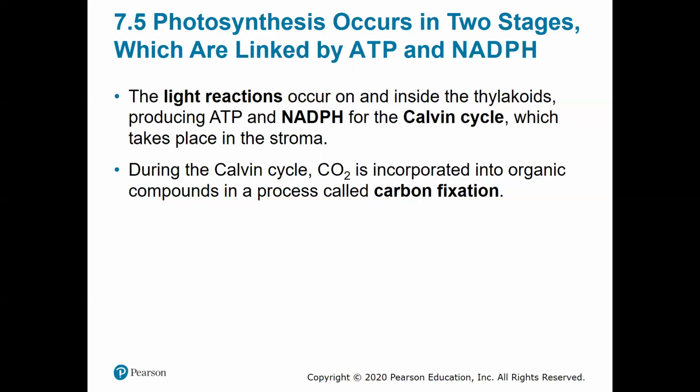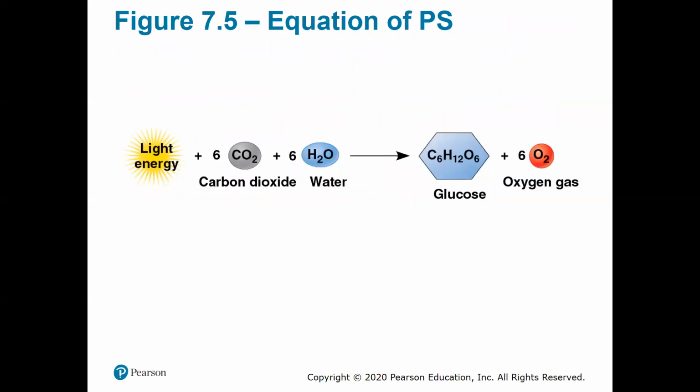During the Calvin cycle, CO2 is incorporated into the organic compounds in a process called carbon fixation. So carbon will be fixed or added to the compounds in those processes. And this is the equation for photosynthesis once again. With light energy, carbon dioxide, and water, you can create glucose and oxygen gas, where glucose is what the plant wants, but the oxygen gas is a waste product.